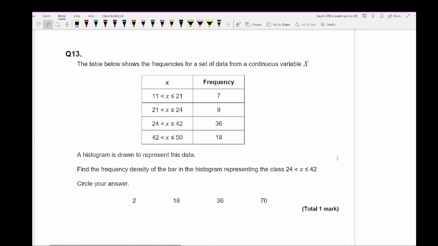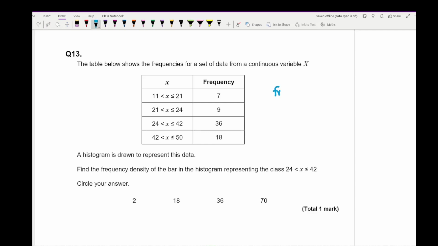Moving on to question 13, it says the table below shows the frequencies for a set of data from a continuous variable x. A histogram is drawn to represent the data. Find the frequency density of the bar in the histogram representing the class where x is between 24 and 42, inclusive of 42, and we need to circle our answer.